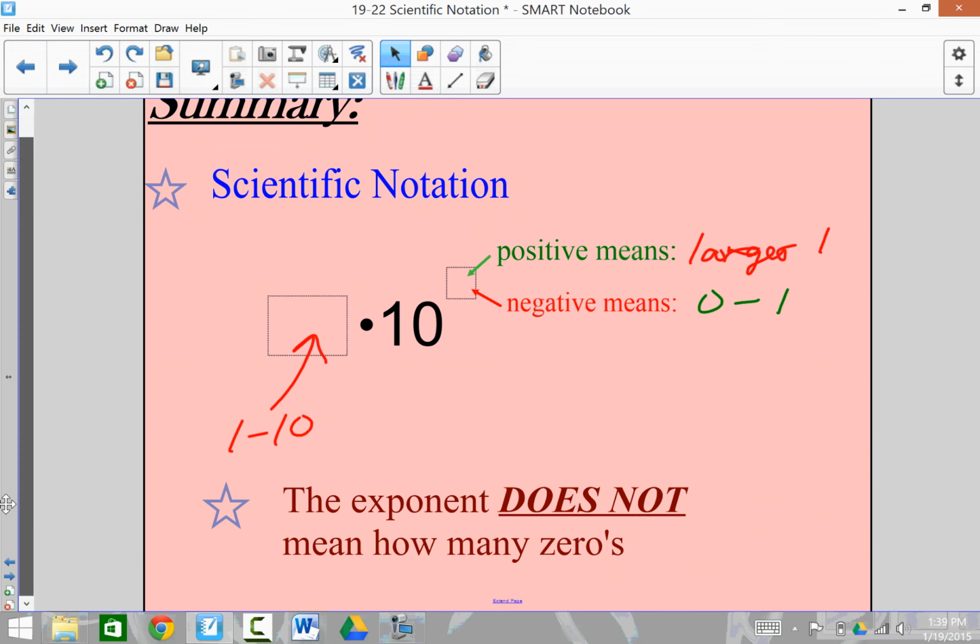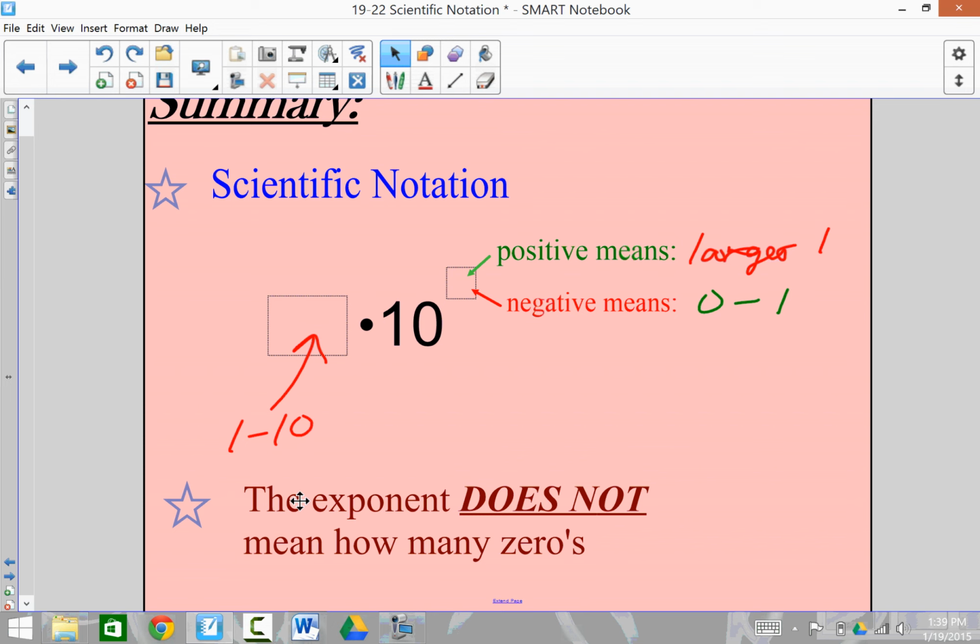And last thing I want to emphasize here, because I think a lot of people misunderstand: the exponent does not mean how many zeros you place in your new number. Okay, it's how many numbers are in between the old and the new decimal point. It's not how many zeros, it's how many actual numbers.